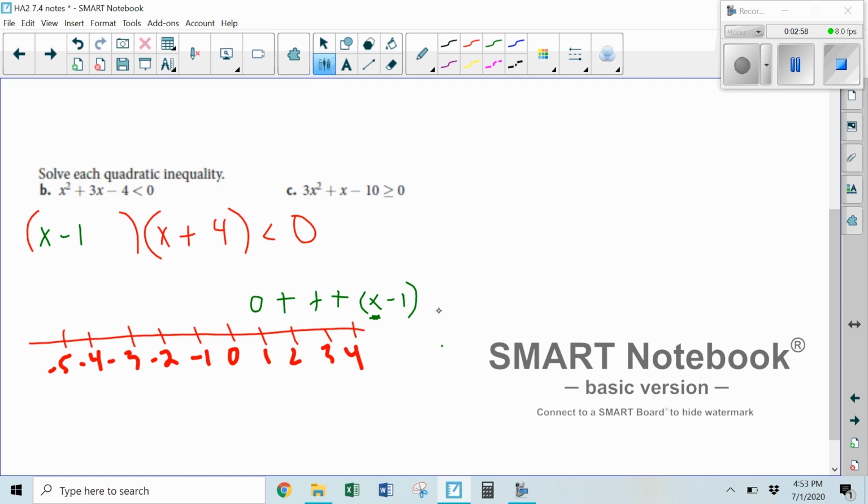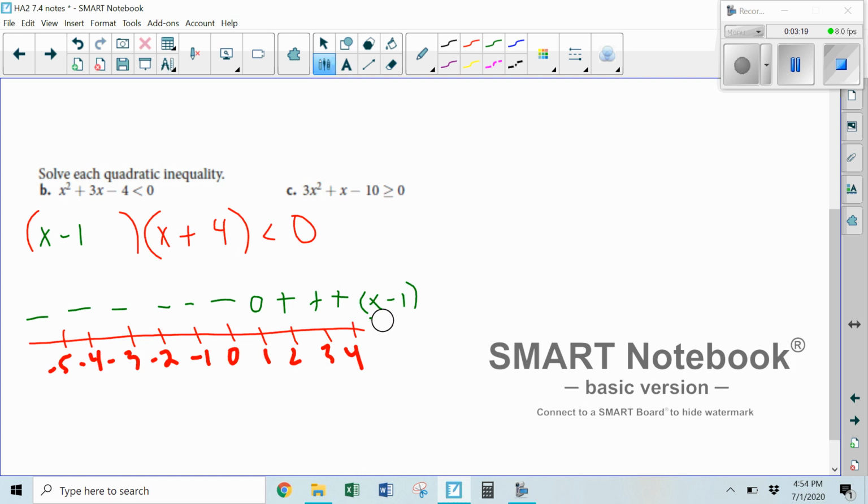You could try a couple more values if you would like to, but they should all end up being the same. So maybe I want to try negative 3. If I plug negative 3 in there to that factor, I'm going to get a negative. Again, you don't have to try each one. Just try 1 or 2. They should all be the same, positive or negative.